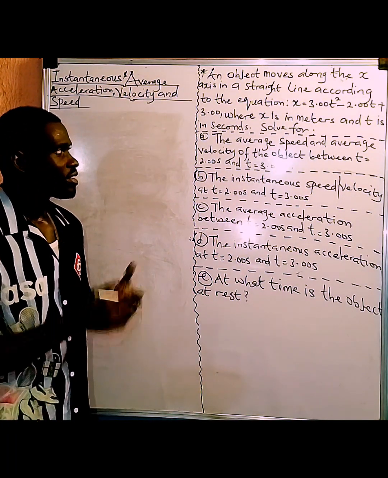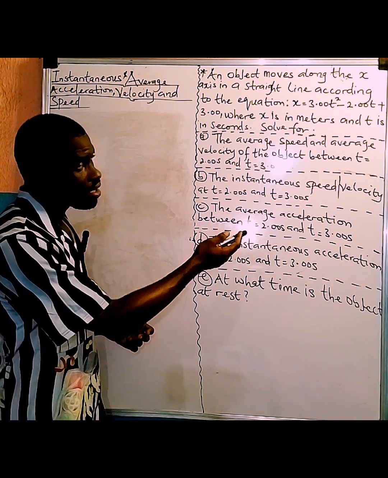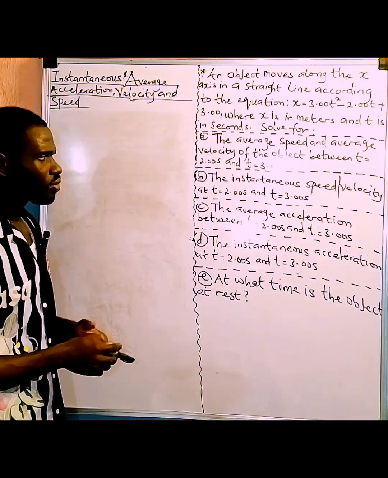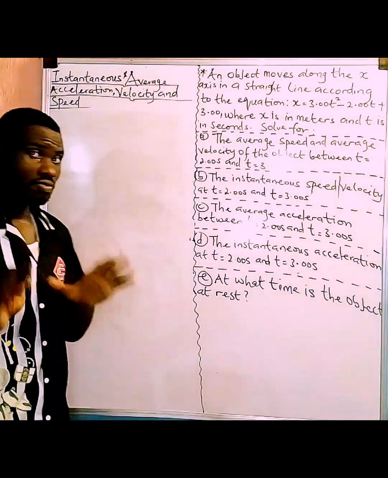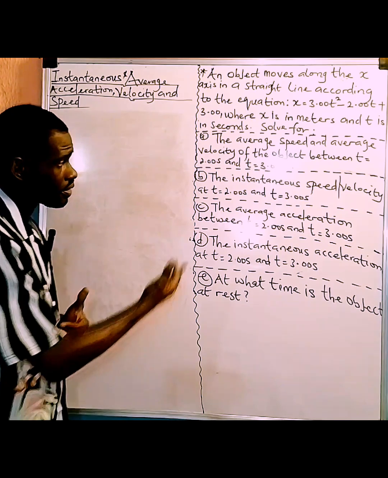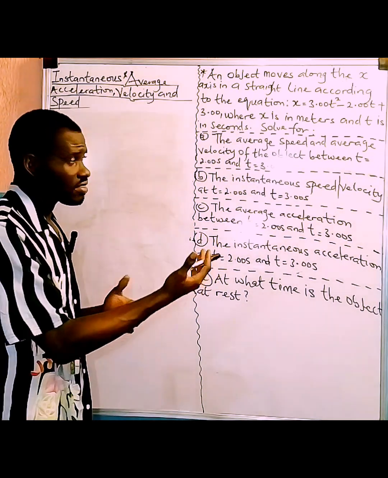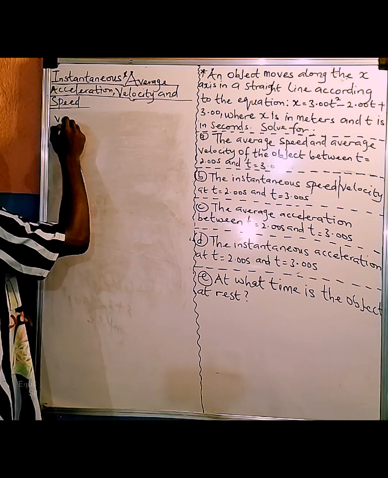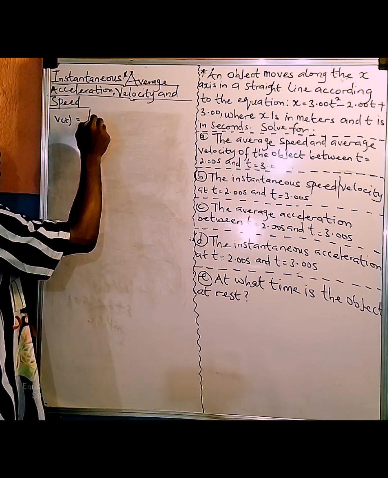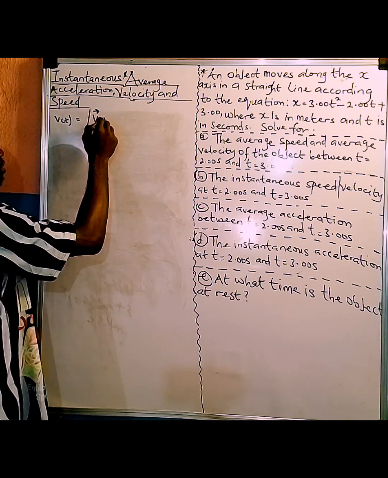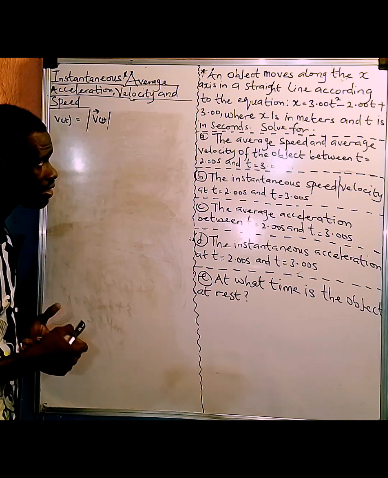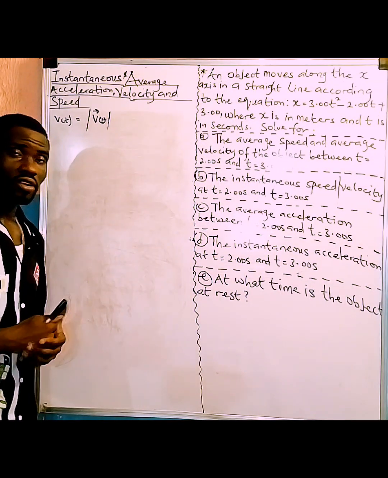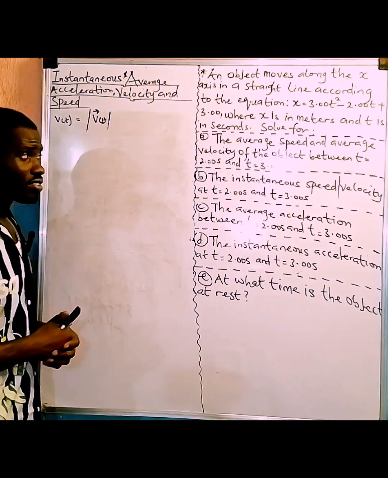Okay, it's time for us to solve the next sub question under the very first question. You're asked to solve for the instantaneous speed or velocity at time 2 seconds and time 3 seconds. How do we solve for instantaneous speed or instantaneous velocity? We said in our previous lesson that instantaneous speed is the same thing as the modulus, or the size, of instantaneous velocity. So whenever we are asked to get instantaneous speed, it's the same thing as getting instantaneous velocity. Once you get instantaneous velocity, that's your instantaneous speed.